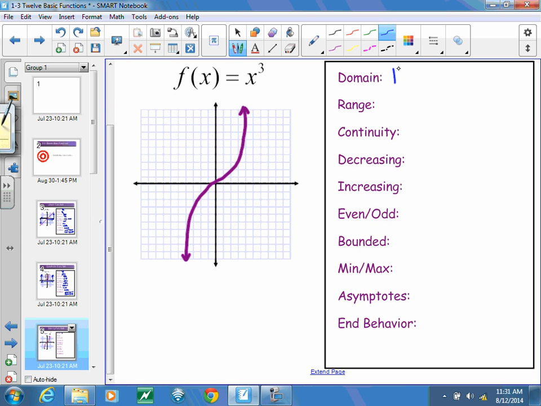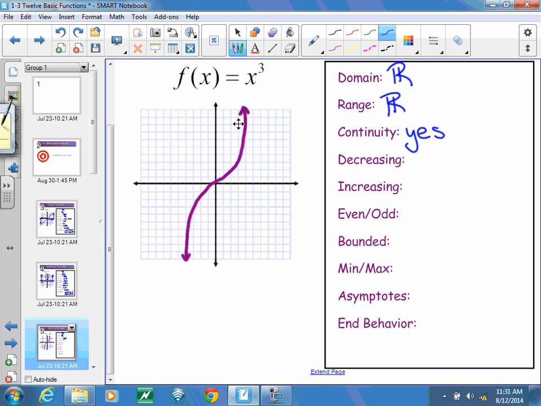Our domain is going to be all real numbers. We're looking at all positive values of x as well as all negative values for x. Our range is also going to be all real numbers. We have positive values of y and negative values of y that are being graphed out. It is a continuous graph.